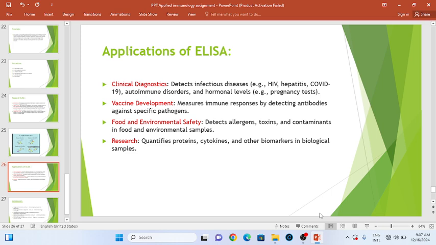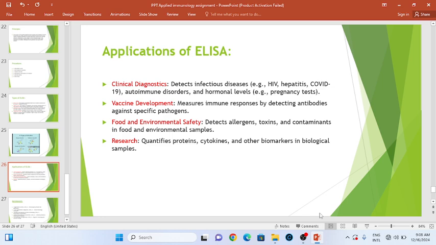Here I have some applications of enzyme-linked immunosorbent assay, where it is performed in clinical diagnostics for detecting infectious diseases like HIV, hepatitis, COVID-19, autoimmune diseases, and hormone levels like in a pregnancy test. It is also applied in vaccine development, where it measures immune response by detecting antibodies against specific pathogens.